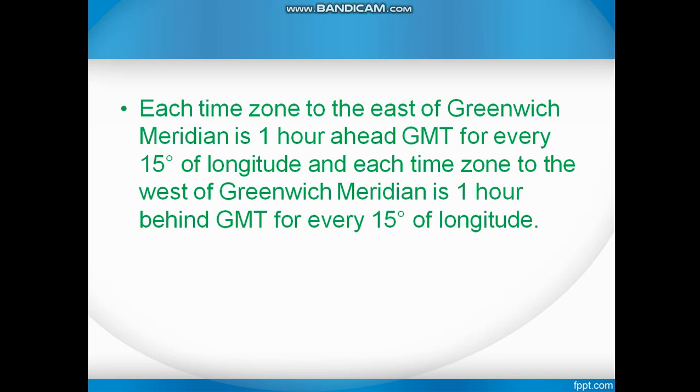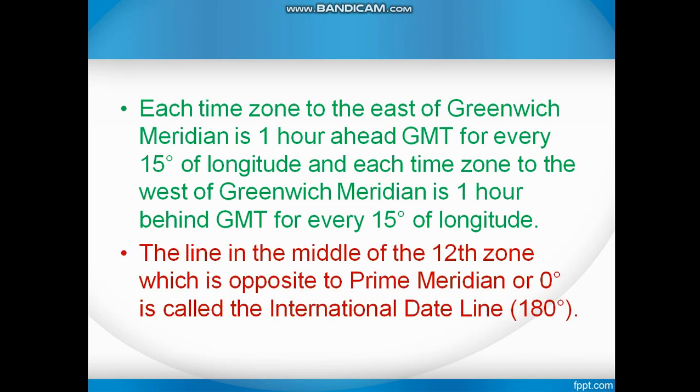Each time zone to the east of the Greenwich Meridian, or the prime meridian, is 1 hour ahead of that time, and each time zone west of the Greenwich Meridian is 1 hour behind the GMT time for every 15 degrees of longitude. There is one more: the line in the middle of the 12th zone, which is opposite to the prime meridian or 0, is called the international date line.